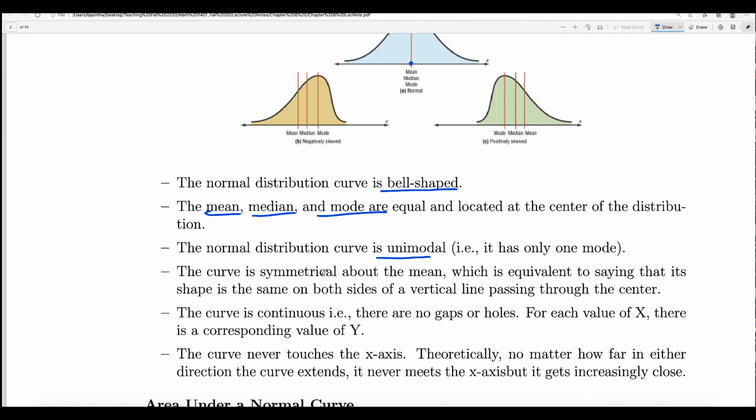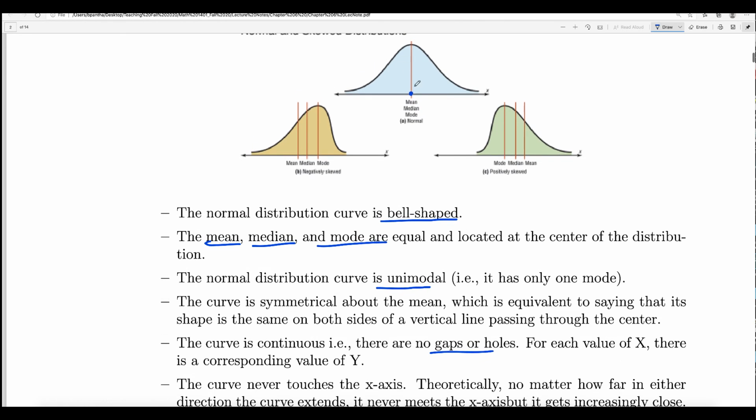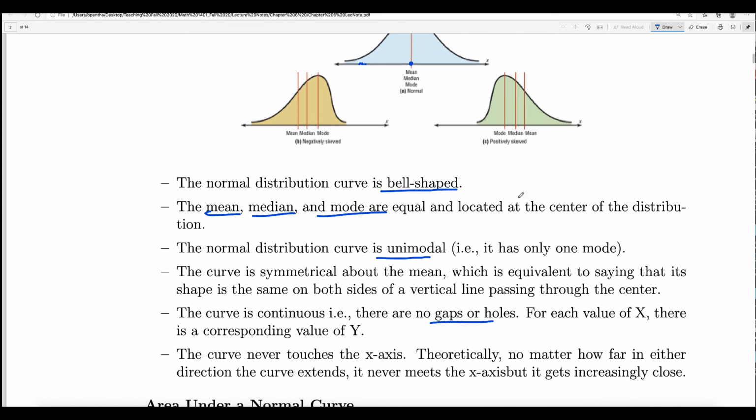The curve is continuous because it is the distribution of a continuous random variable. There are no gaps or holes in the graph, so it is a continuous graph. For each value of x, there is a corresponding value of y. For whatever value of x you pick, there is a value of y there. That means there are no gaps or holes.